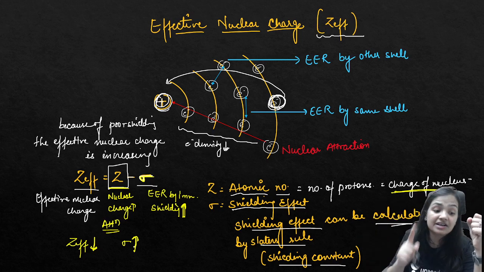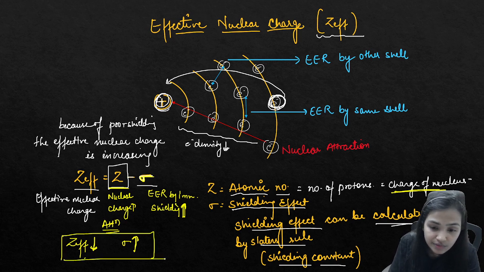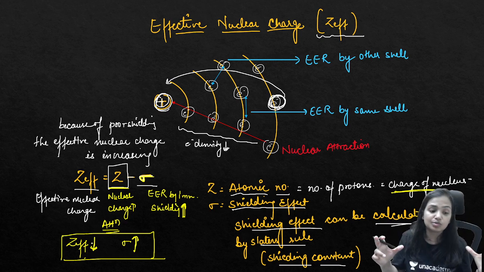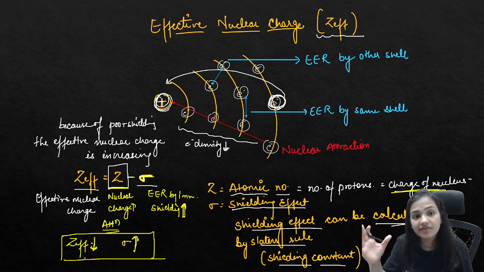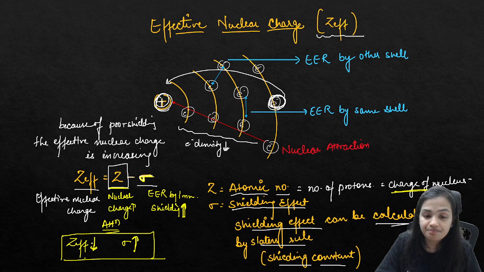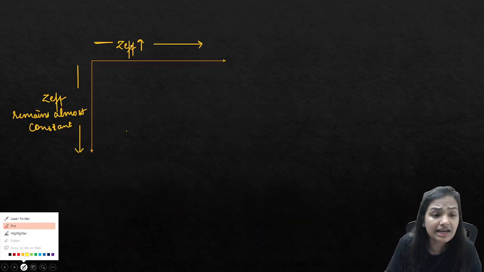less, which means that the Z effective decreases. I hope this point is very clear to all of you. So we can say that as the sigma increases, the Z effective decreases. They are inversely proportional to each other. So the shielding effect and the effective nuclear charge have a relationship between them. Okay, so guys, here we came to a conclusion about Z effective.